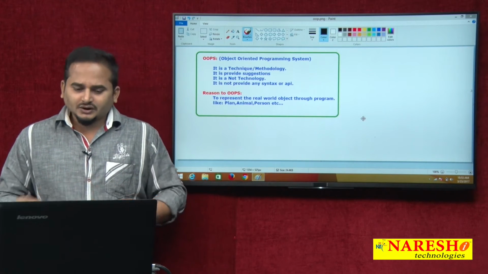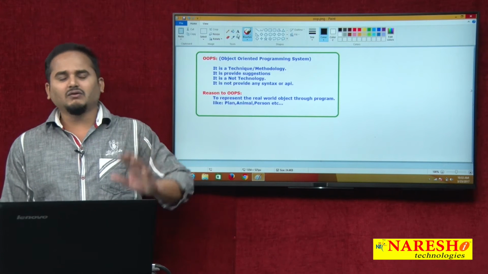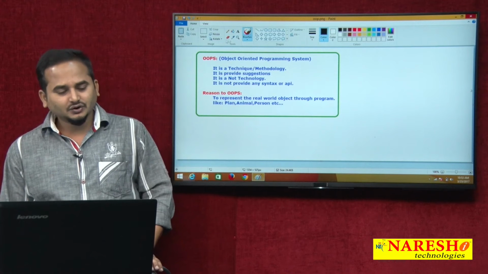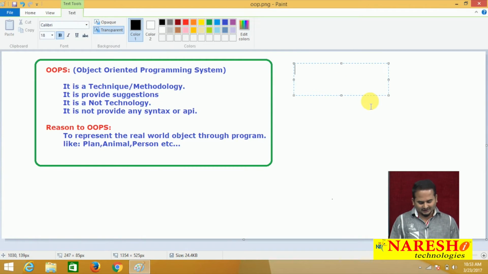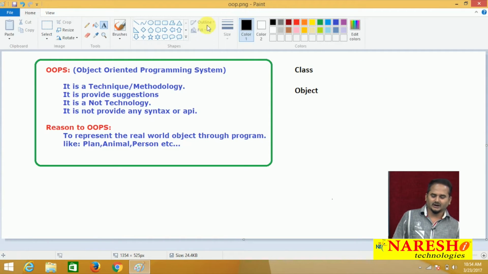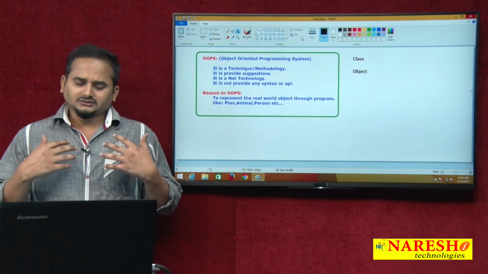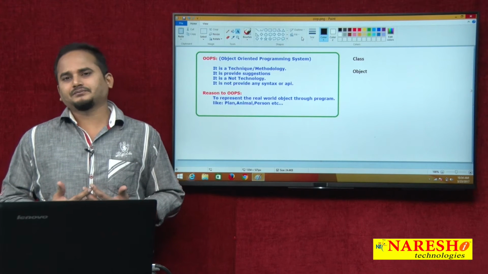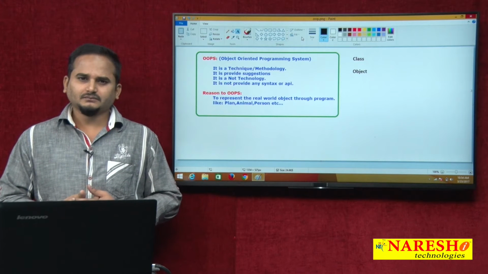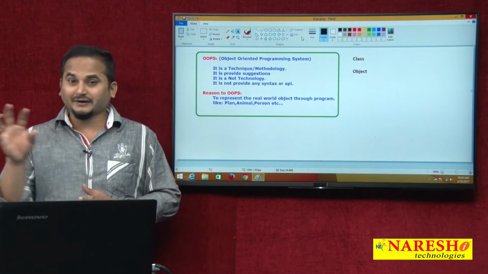Now mainly, if you want to represent any real world object through technology, we require two ultimate object oriented blocks. Those are class and object. Now what exactly is an object? Before talking about the object, let me explain what exactly a class is. Here a class is nothing but a specification, a blueprint of an existing one.